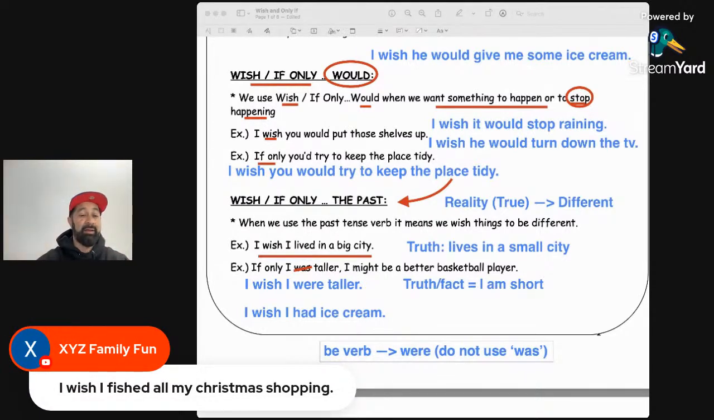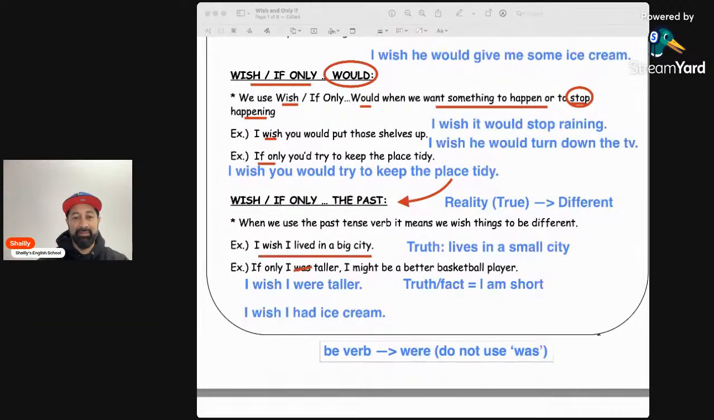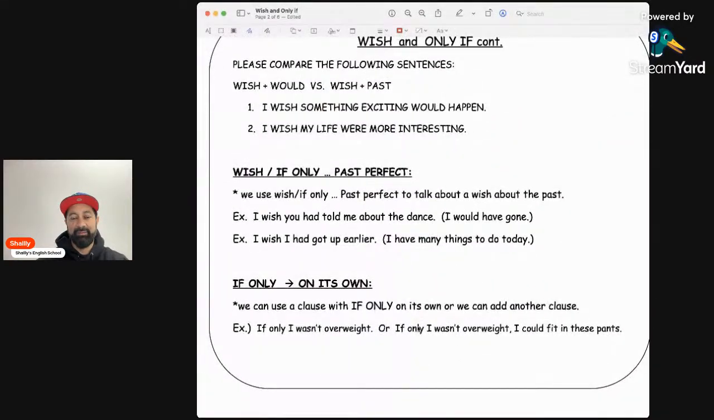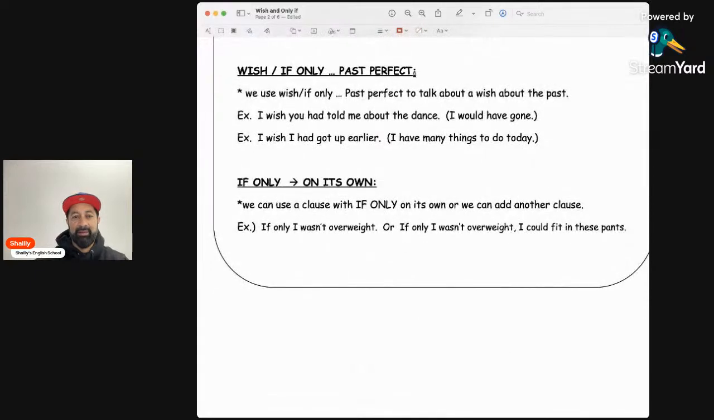XYZ, I'm assuming that's finished, I think it's a typo. I wish I finished all my Christmas shopping. Yes. Perfect. Excellent. Okay, so as everybody's writing their comments down, I'm going to scroll the lesson to the next part. JL has already made a really great sentence using this, and XYZ, you were asking about past perfect. All right, so we're talking about a wish about the past.